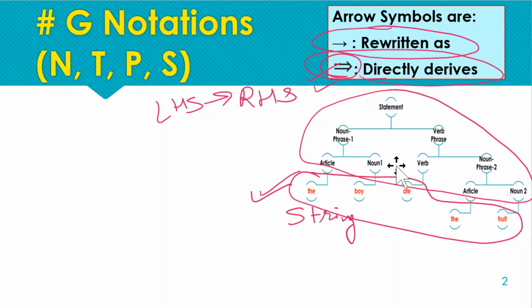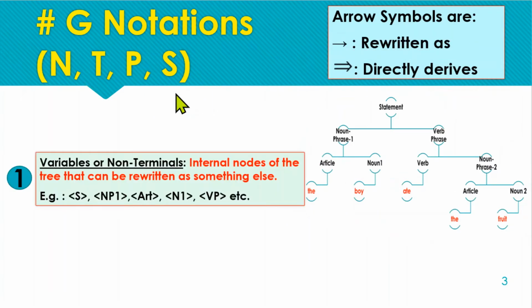Every grammar is defined with four tuples: non-terminals, terminals, production rules, and the start symbol. The start symbol is where we start the derivation, so the first production rule to be applied corresponds to the start symbol for every grammar. Here are the definitions. Variables or non-terminals are the internal nodes for this particular grammar. We have these symbols as the non-terminals: noun phrase 1, statement, article, noun 1, verb, verb phrase, noun phrase 2, article, noun 2. These are the internal nodes or variables.